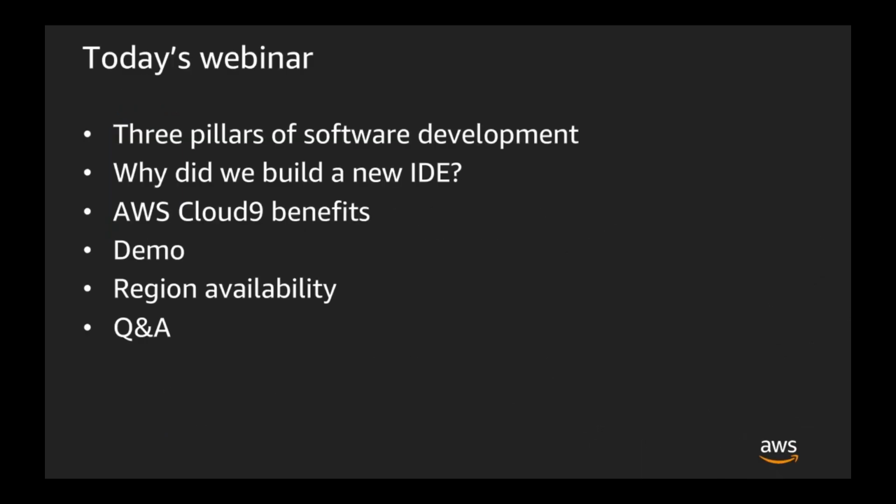In this session today, I'm going to set the scene and start off by talking about the three pillars of software development and share how we think about software development here at AWS. We'll talk about why we set out to build a new IDE and take a closer look at some of the benefits of AWS Cloud9. We'll then dive deeper into AWS Cloud9 with a demo and explore some of the features in some real coding and use case examples.